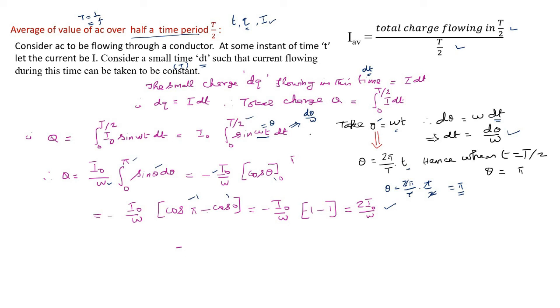The denominator is T by 2, so you should divide it by T by 2. You can take the 2 to the numerator, so it becomes 4 I naught by omega T. For this T you write 2 pi by omega. So you are now getting 2 I naught by pi. So the average value of AC over half a time period is 2 I naught by pi.